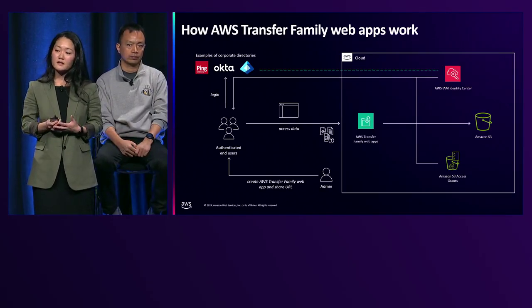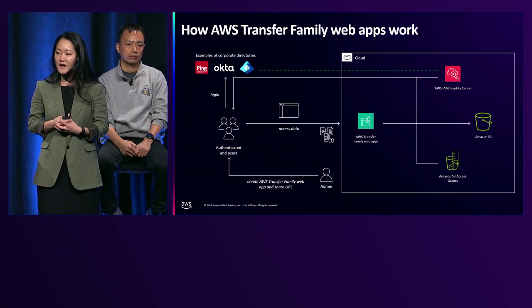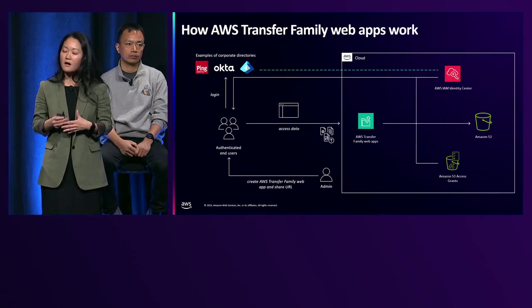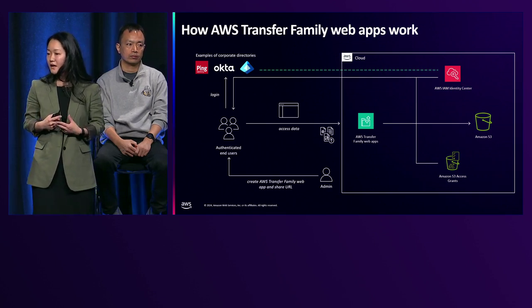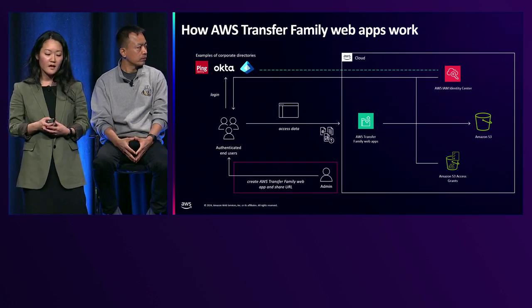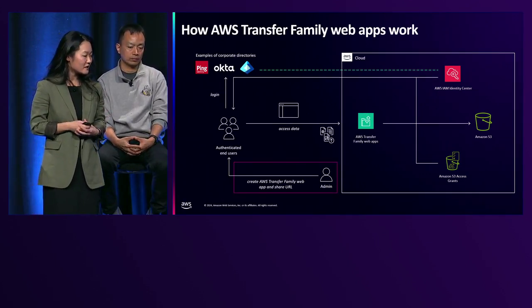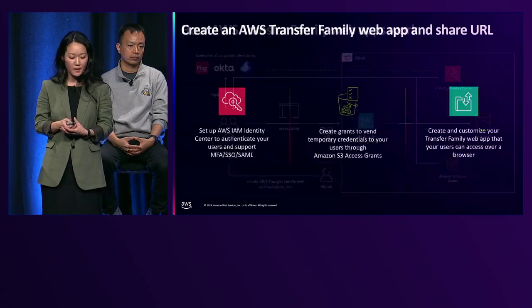Your users receive the temporary credentials from S3 access grants as the user access control machine, and they are then able to see only the data that they're authorized to see and perform only the actions that you authorize them to perform. In the next few slides, I'm actually just going to talk strictly about the admin experience and how you can actually create and get started with a production-ready web app.